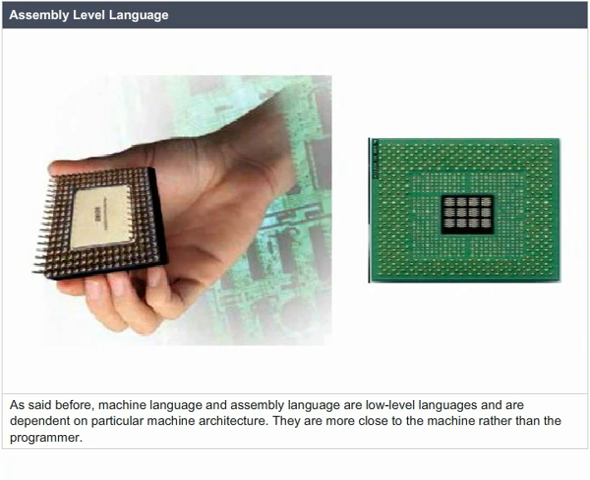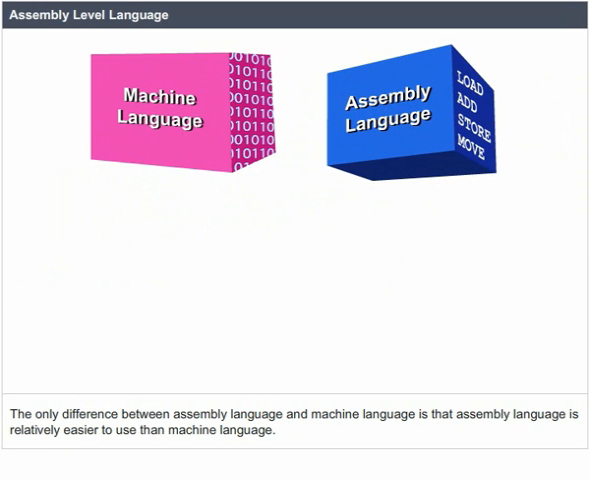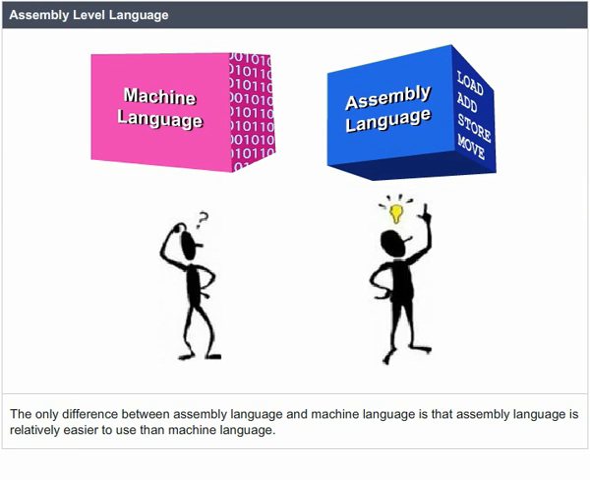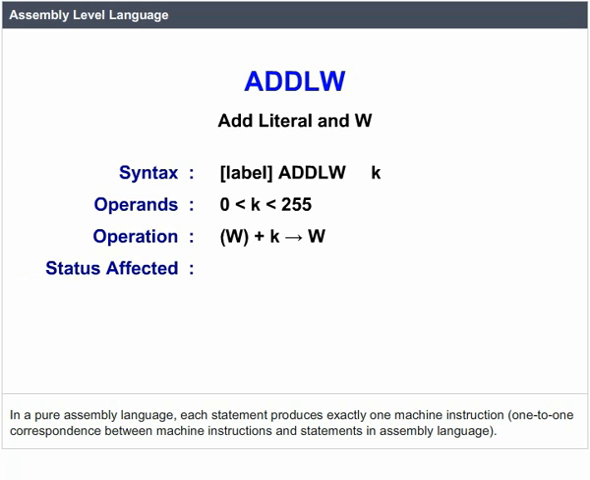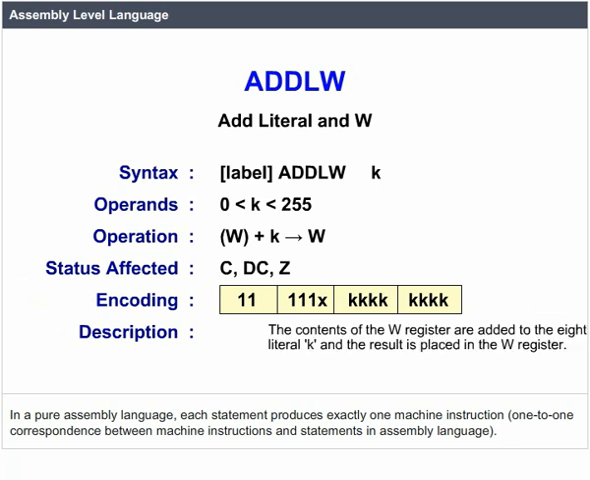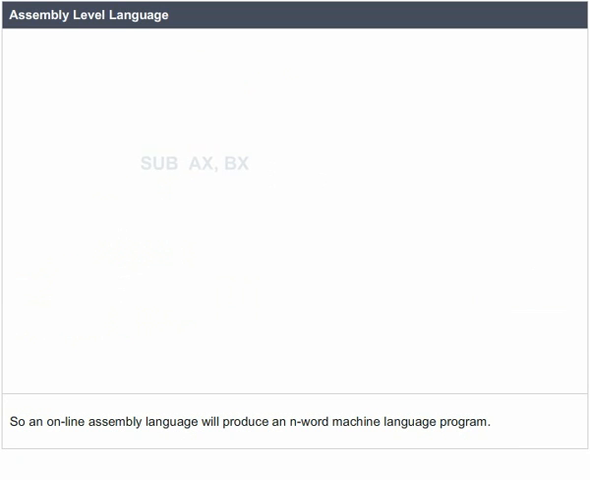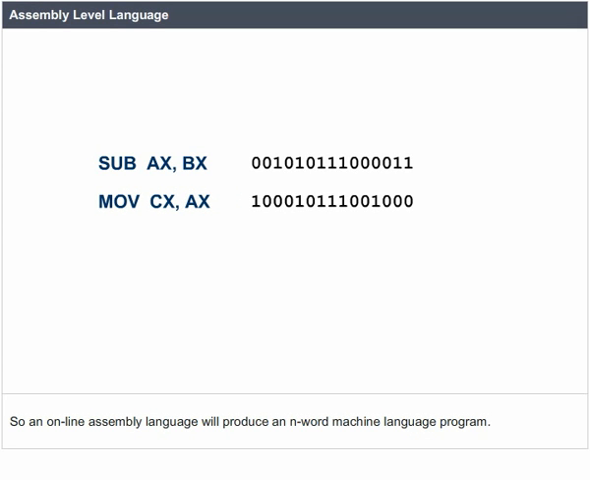As said before, machine language and assembly language are low-level languages and are dependent on particular machine architecture. They are closer to the machine rather than the programmer. The only difference between assembly language and machine language is that assembly language is relatively easier to use than machine language. In a pure assembly language, each statement produces exactly one machine instruction, a one-to-one correspondence between machine instructions and statements in assembly language. So, an N-line assembly language program will produce an N-word machine language program.